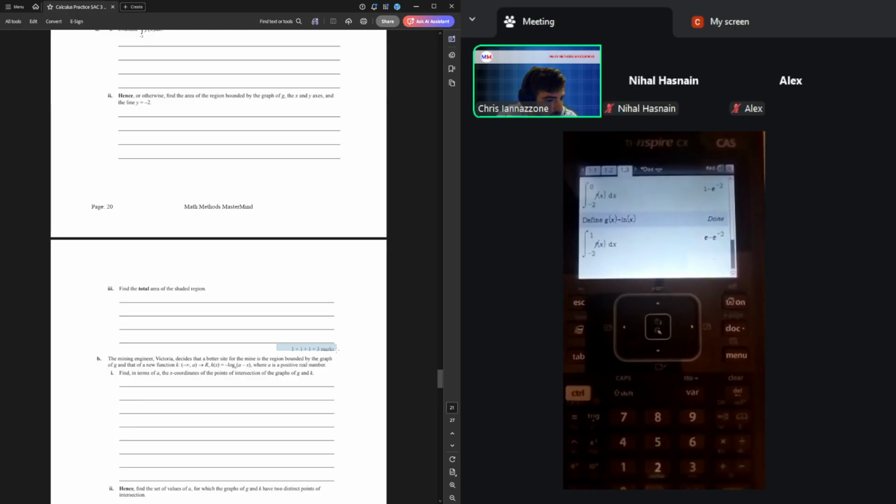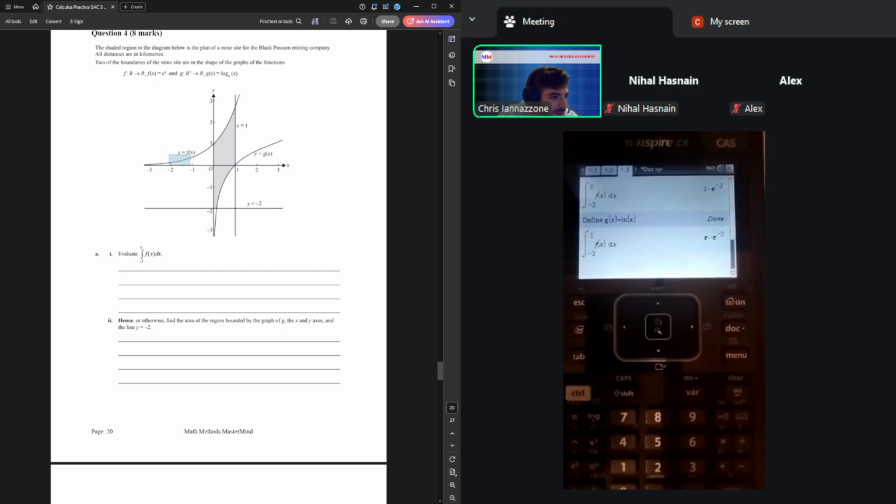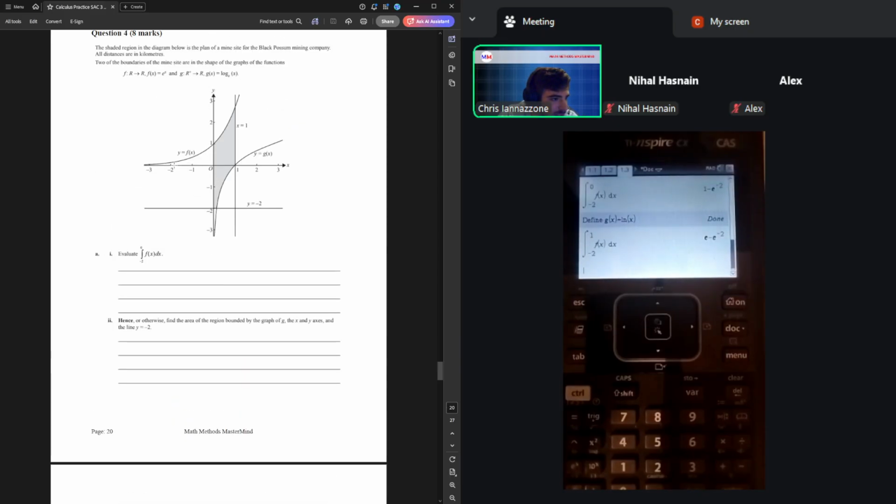But yeah, each of those were 1 markers, so in summary, well, this one, really nothing to talk about there. That's just the integral. Hence or otherwise, that required us to understand the inverse relationship between the two. And then total area of the shaded region, you had a couple of ways to do that. One was to, again, just use the inverse relationship and just find that area once again. And the other was to instead take this thing that you already know and then just add it to this bit that you don't know yet.